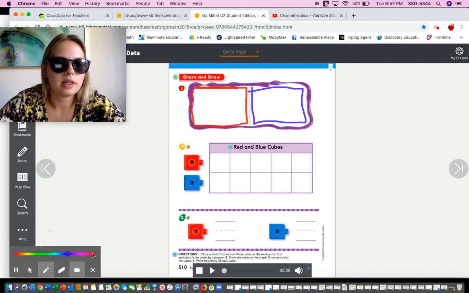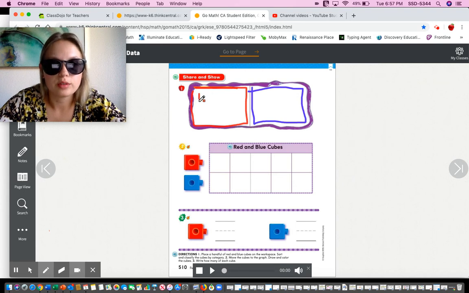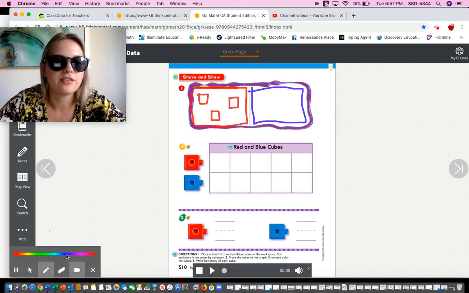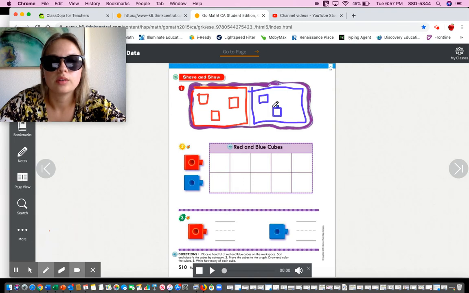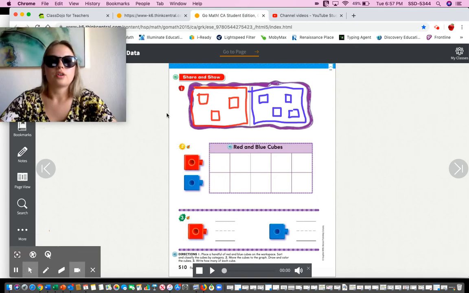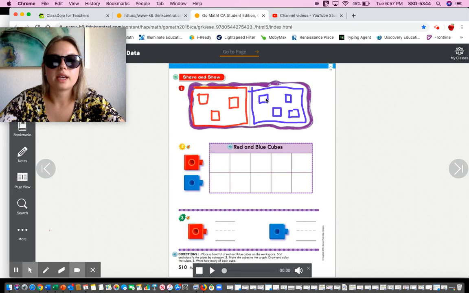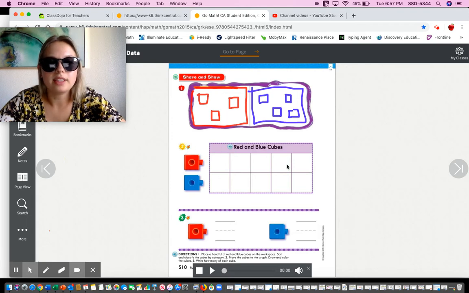And this time, Miss Paulina wants you to give me 3 red cubes. 1, 2, I'm putting it on the red side, 3. And I want you to give me 4 blue cubes. 1, 2, 3, 4. So I have 3 red, and they're all on the red side, and 1, 2, 3, 4, and they're all on the blue side.